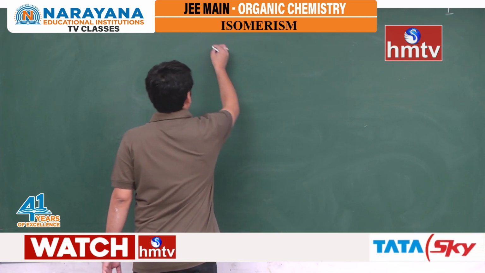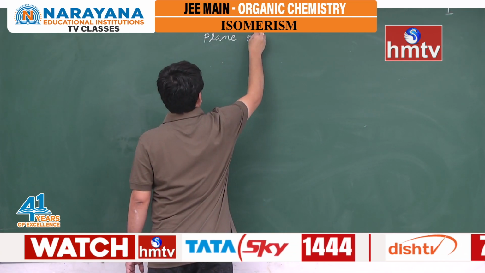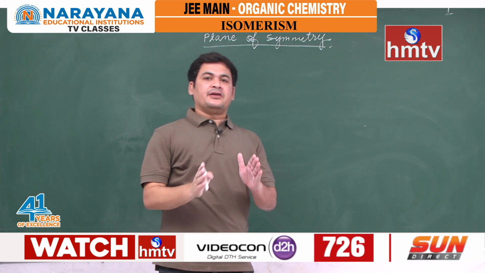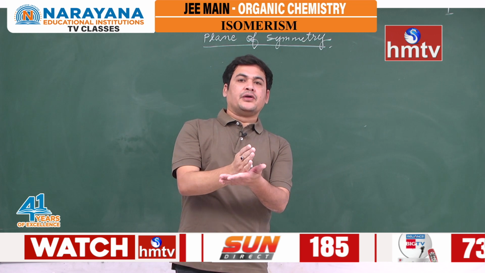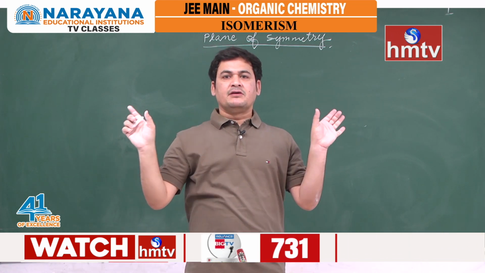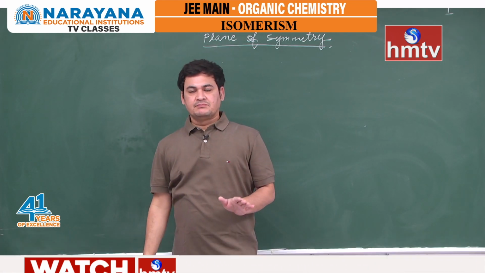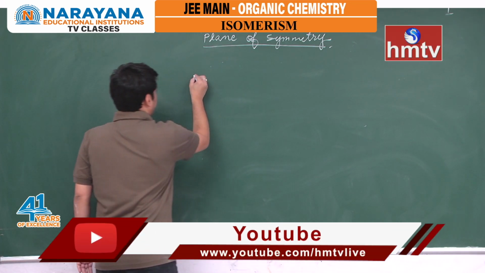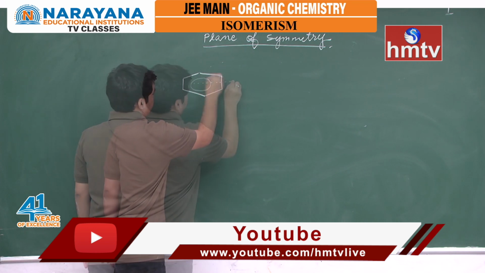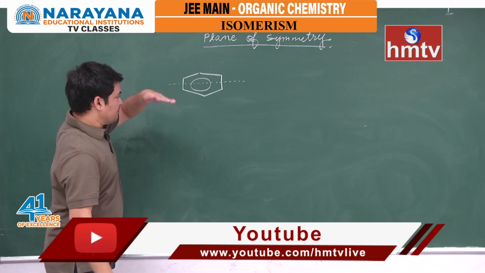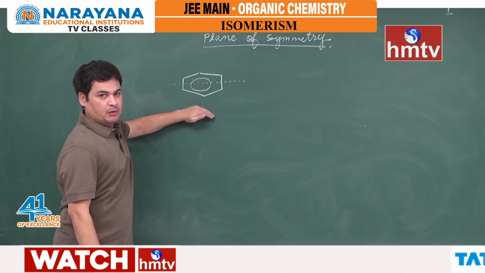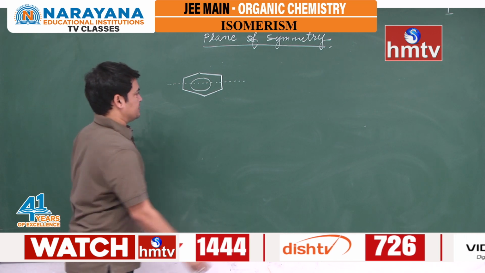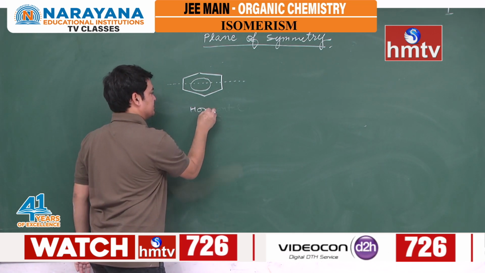Now let's start plane of symmetry. Plane of symmetry means any imaginary plane which bisects the molecule into two equal halves which are mirror images of each other. That imaginary plane is called the plane of symmetry. For example, I have this benzene, an imaginary plane which bisects the molecule into two equal halves which are mirror images. That is called a plane of symmetry. This is a horizontal plane of symmetry.